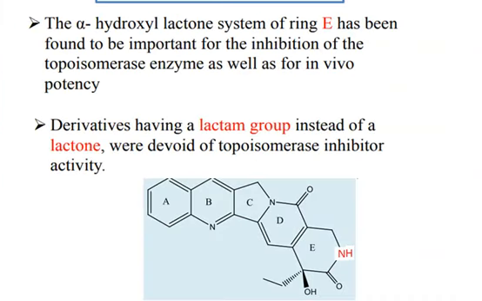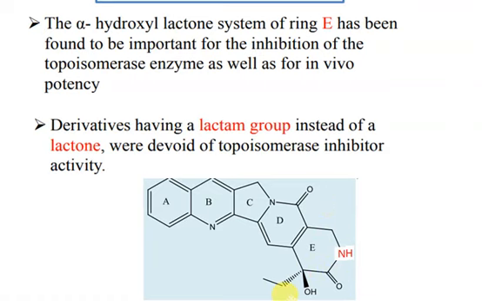Next we have modifications in the E ring, right? In the E ring, as I mentioned, the presence of the lactone is important. Cyclic esters are known as lactones. If we convert this lactone into a lactam, lactam means cyclic amide, so this is a cyclic amide, then activity is lost, right? Similarly, the alpha hydroxy is important for the inhibition of the topoisomerase enzyme as well. So we must have a hydroxyl group here. This stereochemistry is important here.